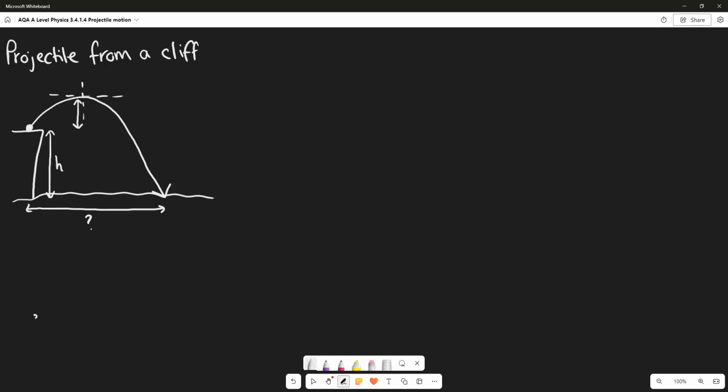So you would typically be given starting conditions. And you would have to resolve horizontally and vertically. Now vertically, we want to know about this journey up to that point. We want to know the height that it reached above its starting position, and we want to know the time that it took to make that journey. So let's analyse what we have and how we can calculate both of those things.